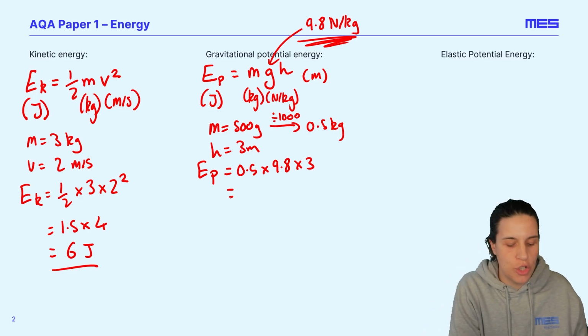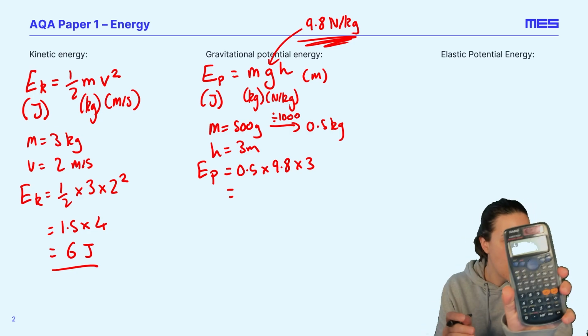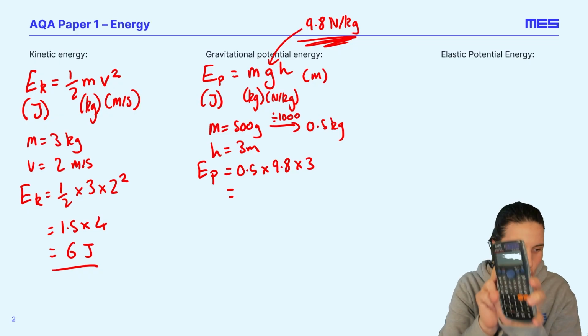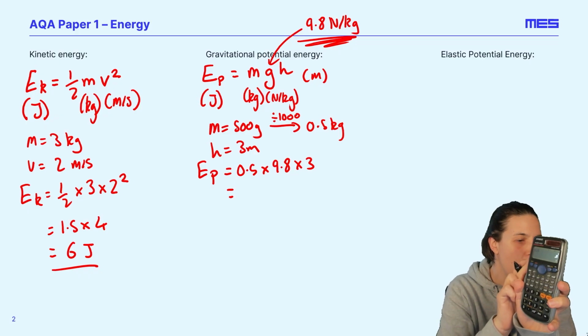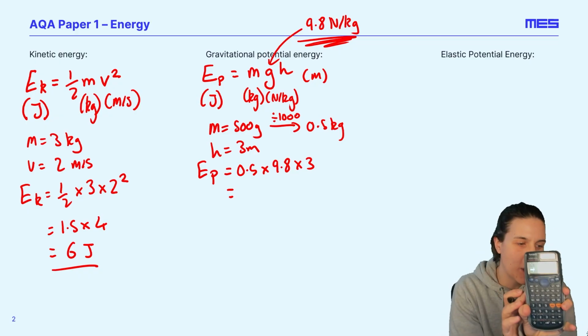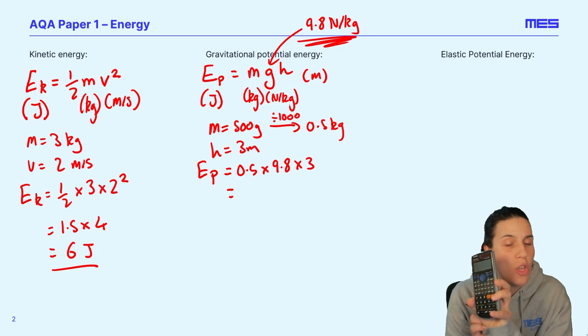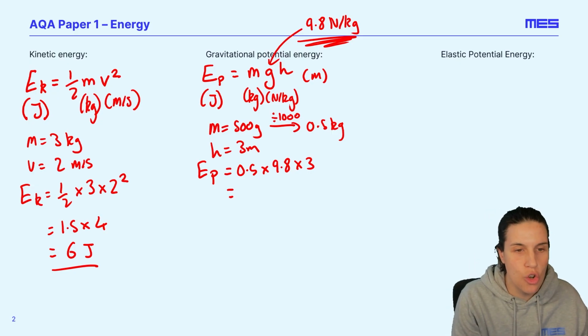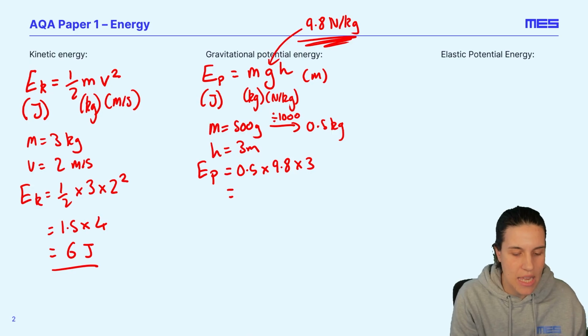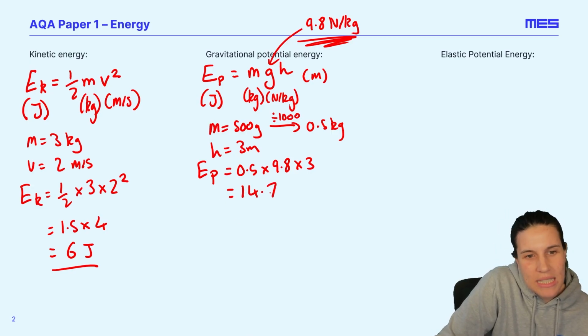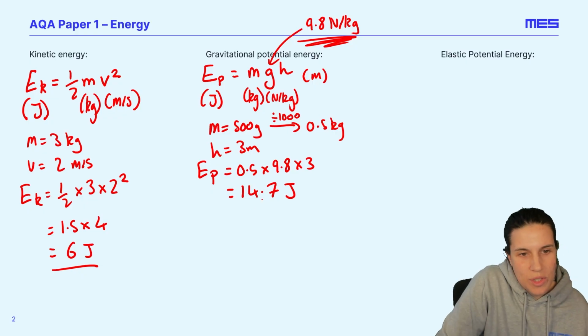I'm then going to pop all those numbers into my calculator. You want a calculator like this. It's really, really important that you get a good calculator, okay? You want one of these Casio ones that's got a fraction button on it and can also do standard form and things like that for you, because it's super, super helpful. So we're going to do 0.5 times 9.8 times 3, which gives us an answer of 14.7 joules.